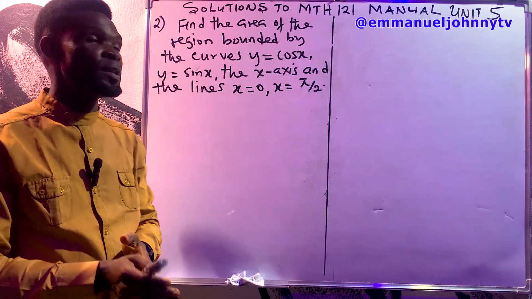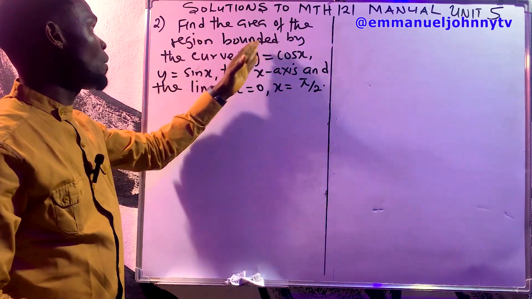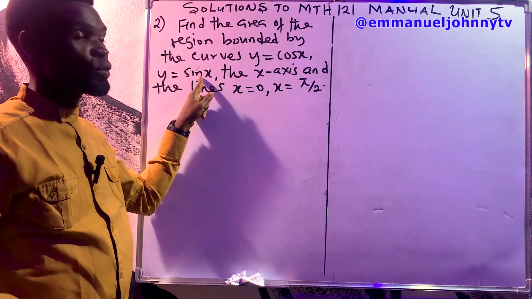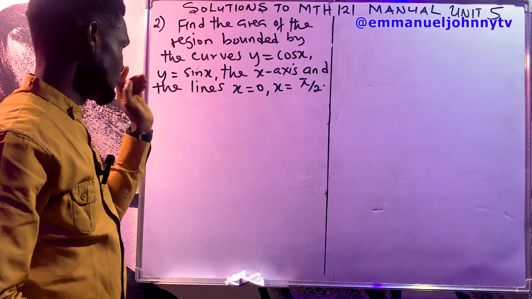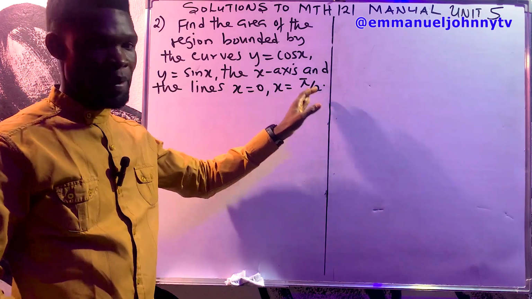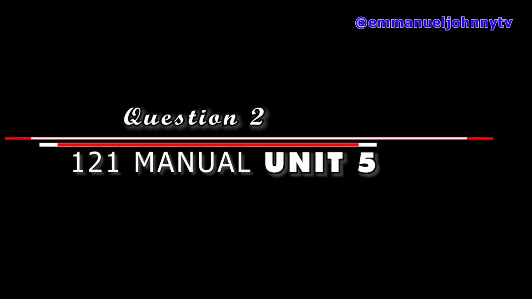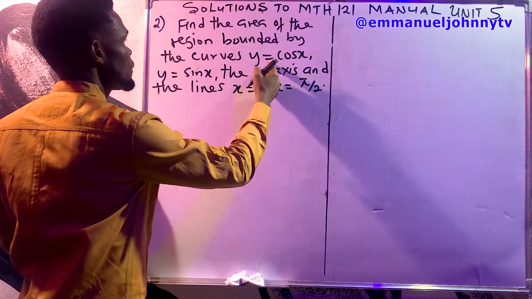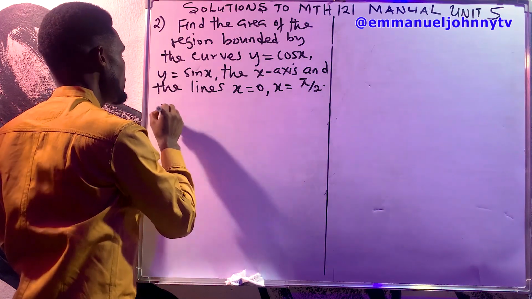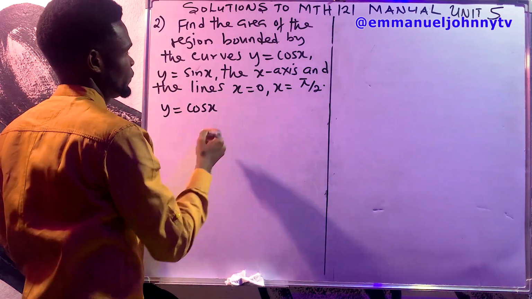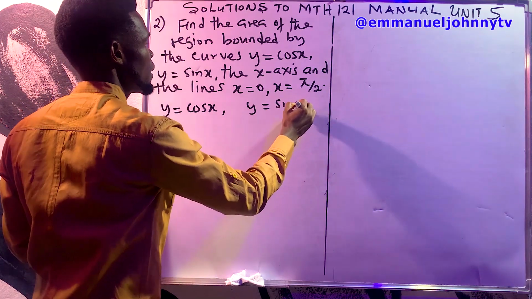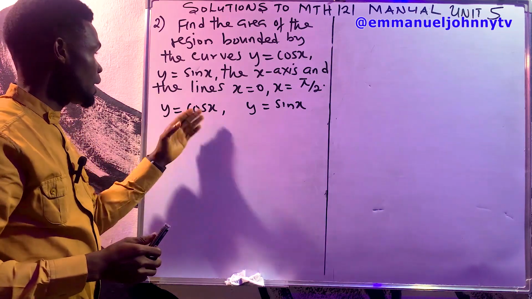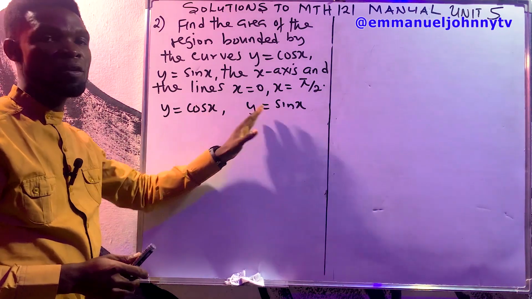Okay, so this is the second question in the manual. It says, find the area of the region bounded by the curves y equals cos x and y equals sin x. So there are two curves there. And the region is between 0 to pi over 2. So let's start by saying that the curves are y equals cos x and y equals sin x.